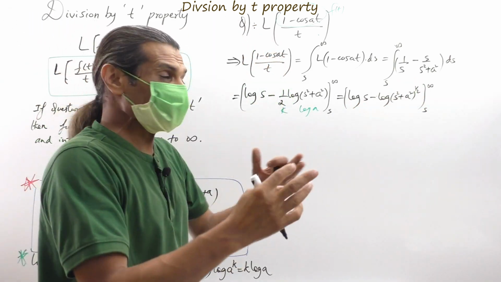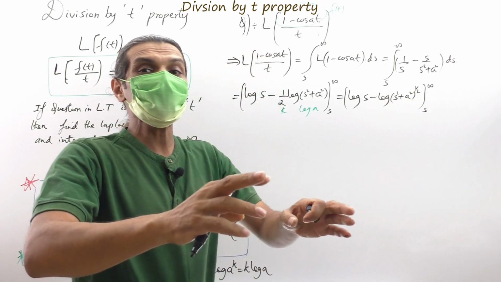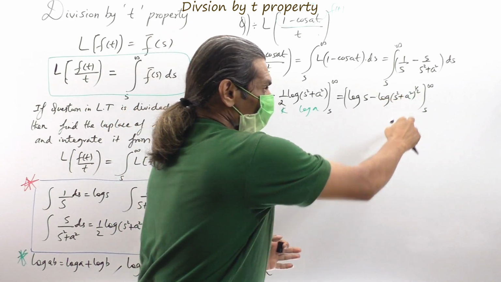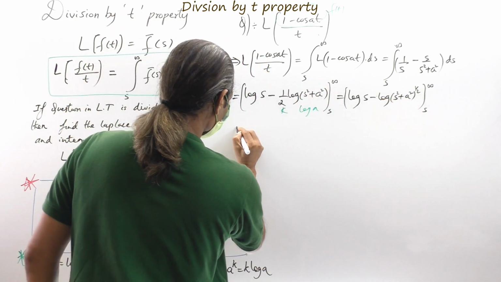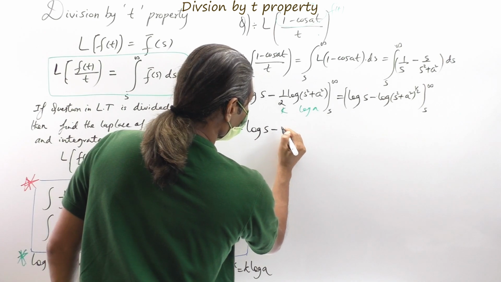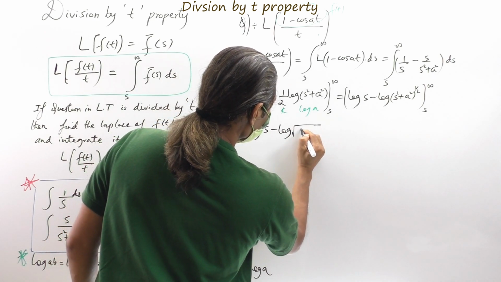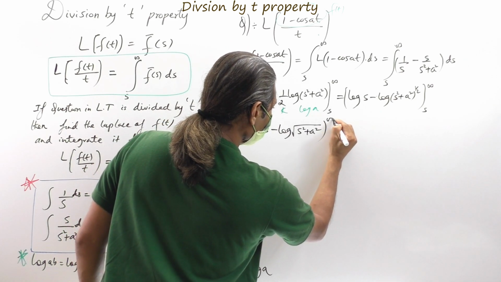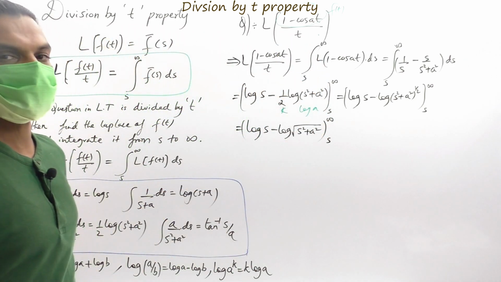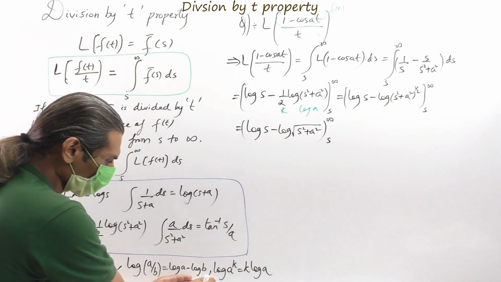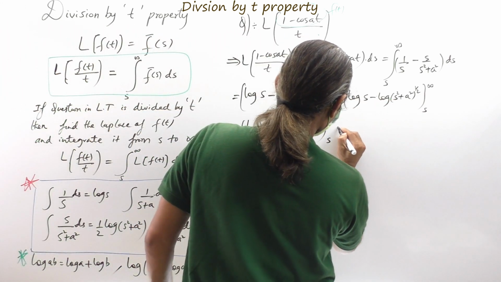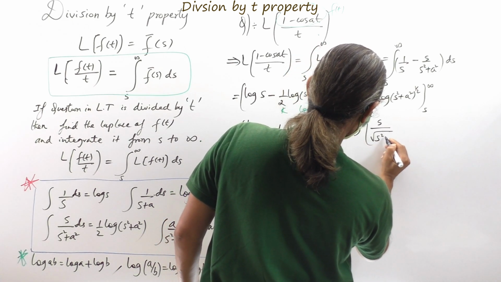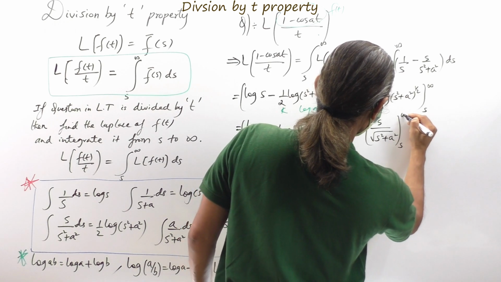Okay. So, now again, as you know, log of x raised to 1 by 2 is log of root x. So I can write in a more standard way as log of s minus log of root of s square plus a square, with the limits infinity to s. Now this makes more sense. Log a minus log b is log a by b. So now I can write this as log of s by root of s square plus a square, from s to infinity. Okay.